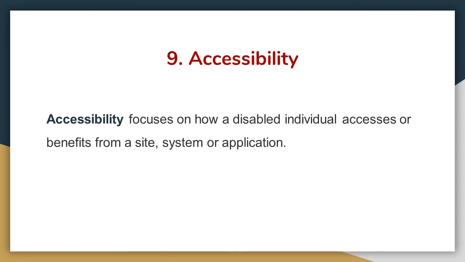In the user experience design, accessibility is a strong pillar. Accessibility focuses on how a disabled individual accesses or benefits from a site, system or application. So focus on the disabled people is the essential requirement or the responsibility of accessibility design.